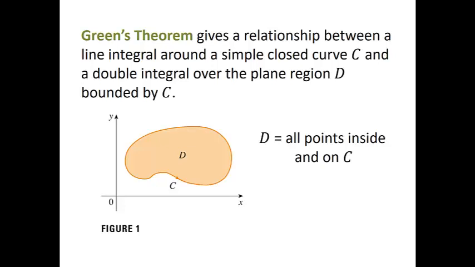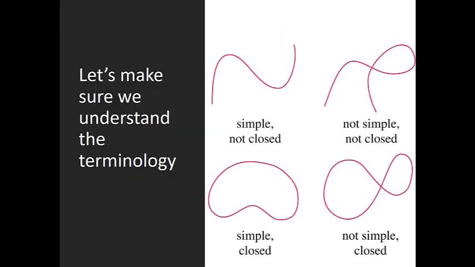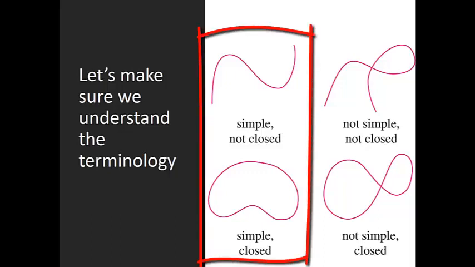Okay, before we go further, notice I have this phrase, simple closed curve, to describe C. I want to make sure that we understand that terminology. We say that a curve is simple if it does not cross over itself. So the two curves that you see on the left are simple. The two curves that you see on the right are not simple because they cross themselves at some point.